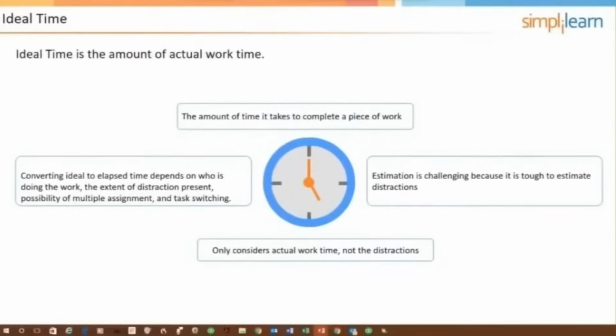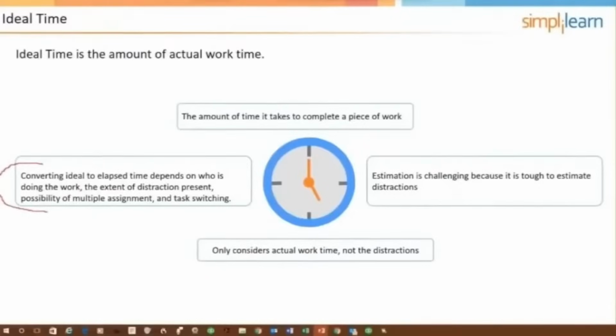But the thing of it is that there is no such thing as somebody being able to spend every minute of every day only doing work. There will be distractions. So it has to be converted into elapsed time. Now, we don't convert it to elapsed time at the user story level, but we do convert it to elapsed time when we are dealing at the task level.